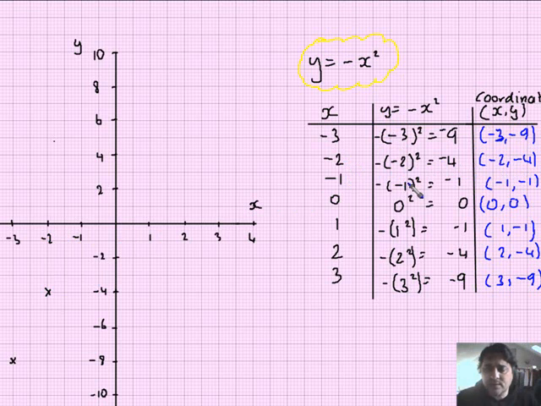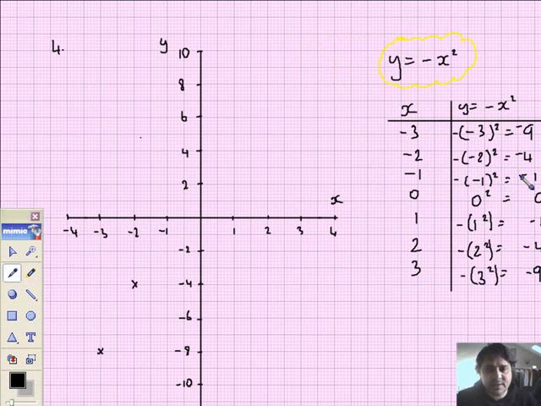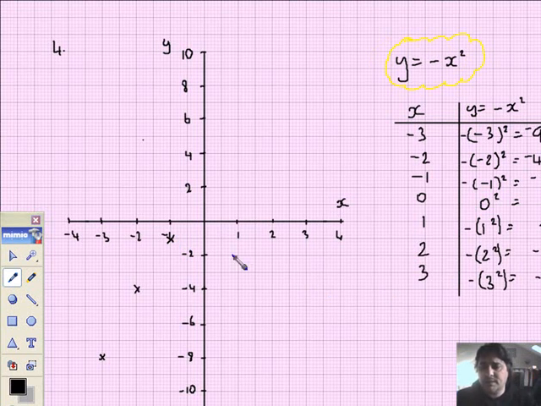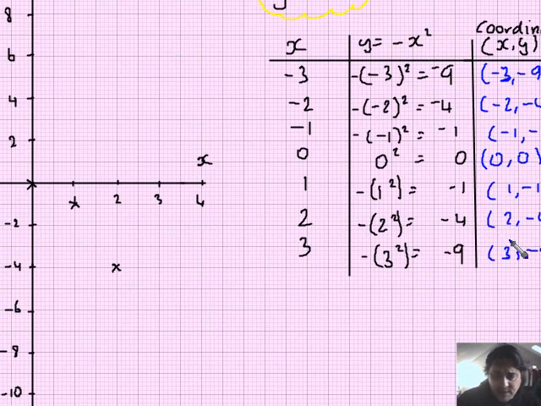Minus 1 squared is 1. Put a minus in front of it. So you get minus 1. So you get the coordinate minus 1 and minus 1. And here it is right here. Right in the way of my minus 1, but never mind. 0, 0 again. And then if I carry on plotting in the normal way, you can see the coordinates there yourself.